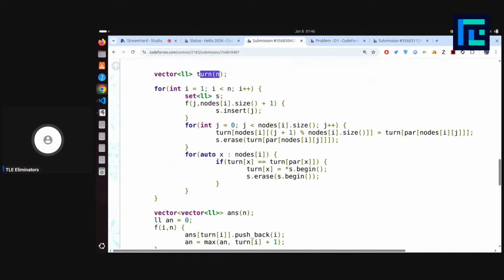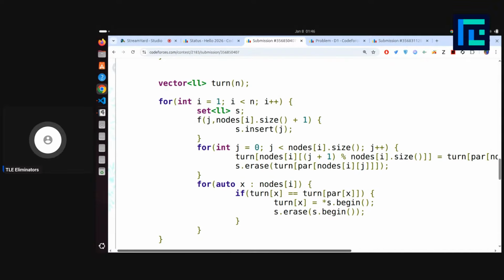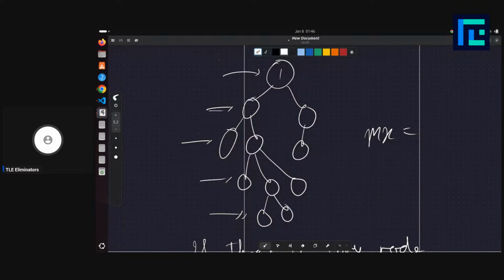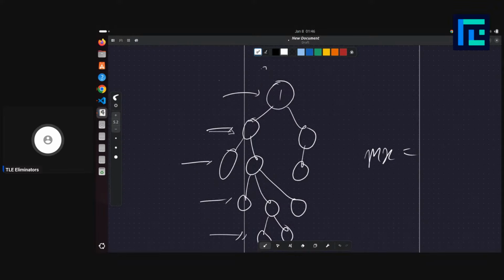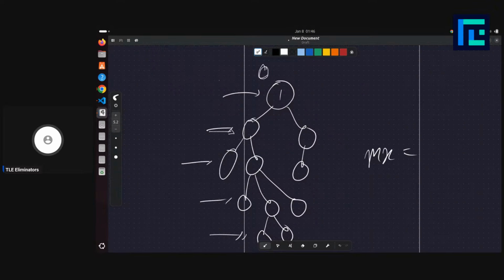Then turn of n. So this is my final answer. Like this is the number that I'm assigning to every node. So for int i equal to 1, i less than n, i plus plus, I iterate over the levels. Like the first level, which is this one. On the root I just assign 0. By default in this turn vector there are zeros filled, so I don't need to do that. So by default it is 0 on the root, and then from this first level I start.